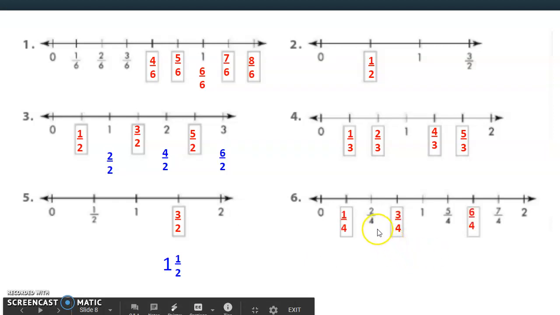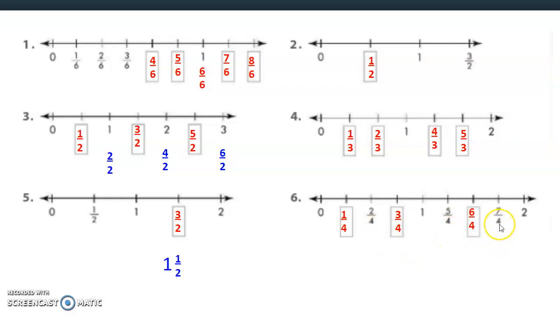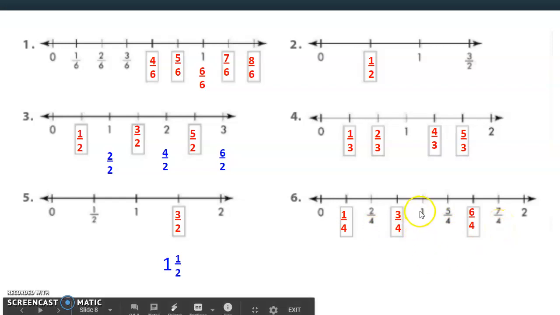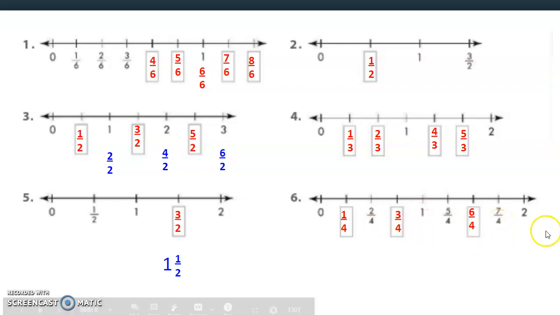Okay, and our last one, we fill this in. I can tell that this is all fourths from my denominators that are already there. I know that this would be 4/4, and I know that 2 wholes should be 8/4 because 8 divided by 4 is 2.